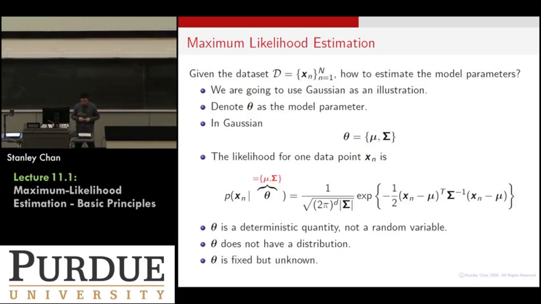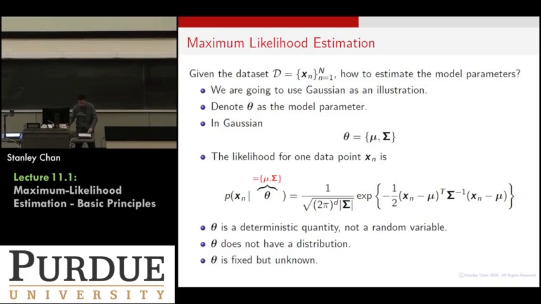What do we mean by maximum likelihood, and how do we formulate the problem? Start with a data set D, which contains all the data samples x_n, n going from 1 to capital N, and we want to ask how to estimate the model parameter. We're going to use Gaussian as illustration. We denote theta as the model parameter, and in the Gaussian, theta will contain two quantities: one is the mu vector, the other is the covariance matrix sigma.